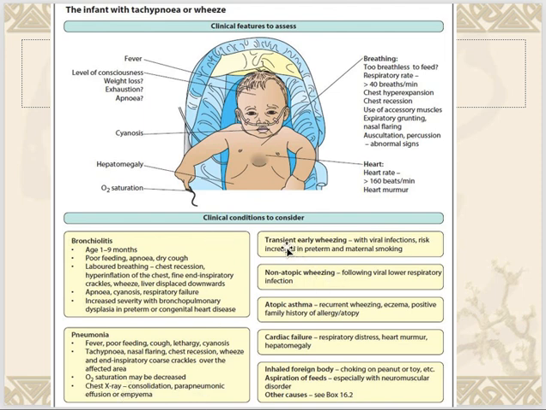Okay, guys. So transient early wheezing with viral infection, risk increases with preterm birth and maternal smoking. It's transient. It goes away by itself. Non-atopic wheezing follows viral lower respiratory tract infections. Anyone who has bronchiolitis will later have this, which will go away. Asthma, I'm going to discuss in a while. Cardiac failure can also give tachypnea or wheezing, or an inhaled foreign body. Of course, you will get the point in the history, right? So that's all the same.